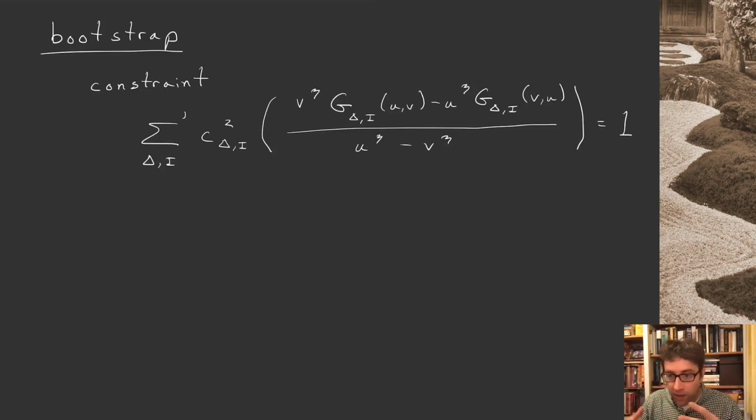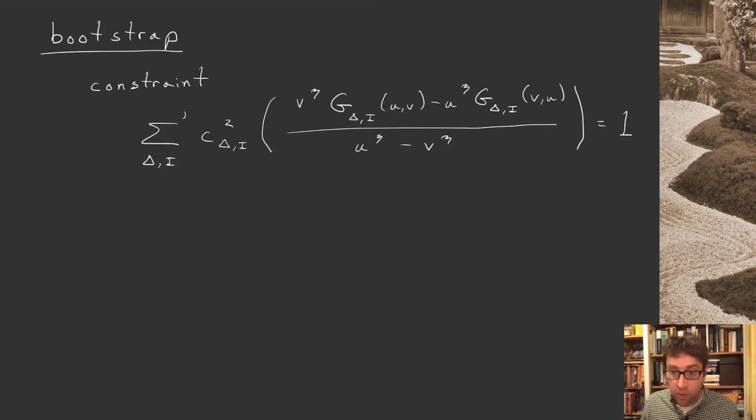Each of these G factors are functions of the cross ratios U and V, and they're completely fixed by conformal symmetry. So the only thing that's not fixed here is what we choose for the conformal primaries, the deltas and also the representations I of the Lorentz algebra, and also the 3-point functions, the C delta I squareds. Everything else in this formula is fixed by conformal symmetry, and so we need to tune the spectrum and the 3-point functions so that this formula will work.